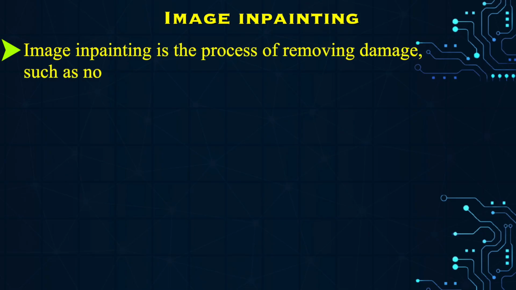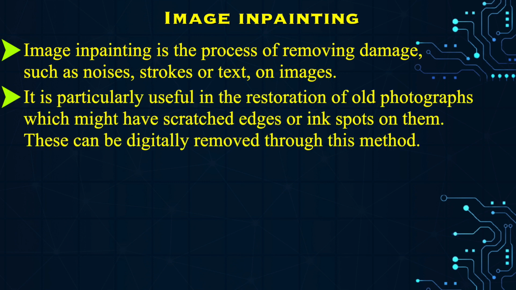Next one is image inpainting. Image inpainting is the process of removing damage such as noises, strokes or text on the image. It is particularly useful in the restoration of old photographs which might be scratched or very old, having very much noise, ink spots, etc. This can be digitally removed through this method of restoration. From videos also you can remove the problems by using restoration methods.